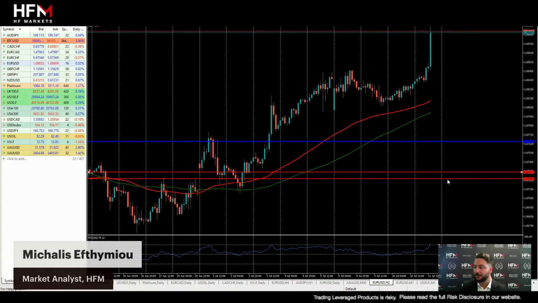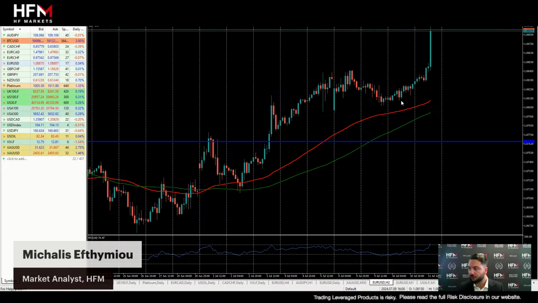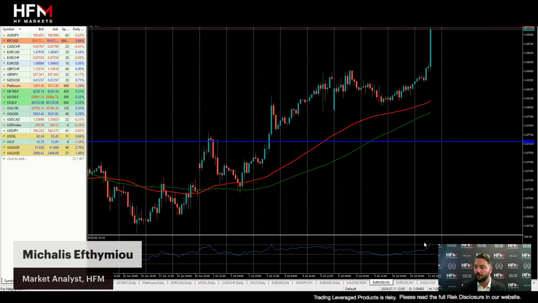Again, we're looking at a very similar scenario, that the indication of both technical analysis and fundamental analysis is that the upward trend is going to continue. We're trading above our trend line. We're trading above our sentiment line as well. The only thing is that the price is overbought.